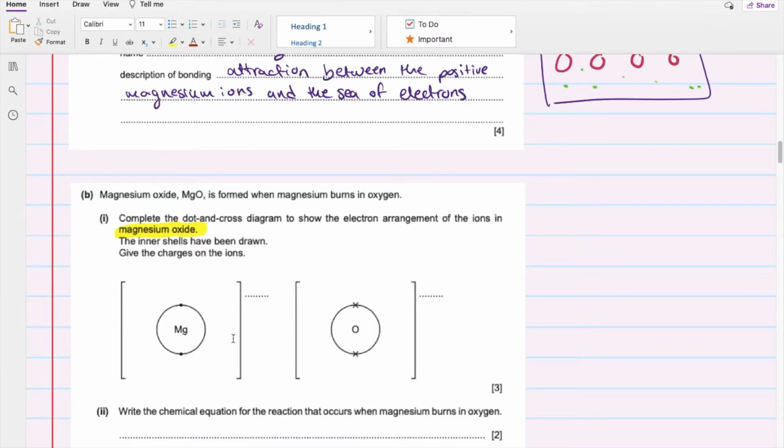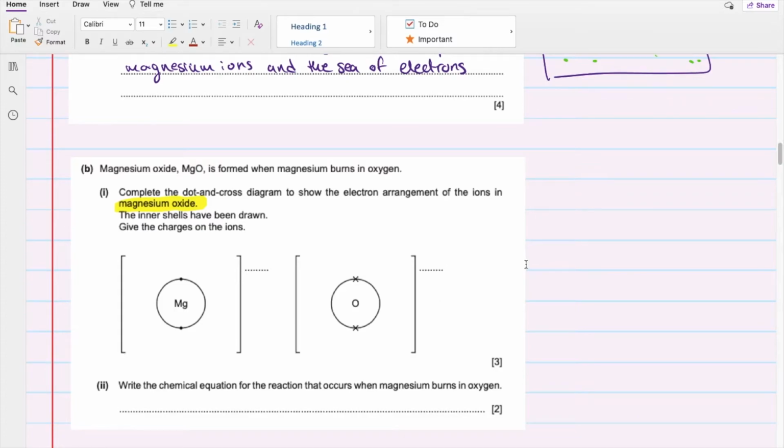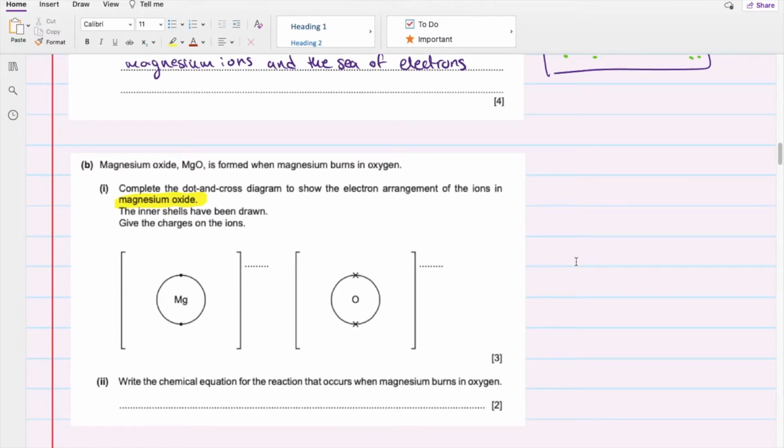Now for part B, magnesium oxide is formed when magnesium burns in oxygen. Okay, complete the dot and cross diagram to show the electron arrangement of the ions in magnesium oxide. Okay, so it's already formed an ionic bond. Okay, so the inner shells have been drawn out. Give the charges on the ions. Now, magnesium is in group 2. Okay, it has 2 valence electrons. So that means it's a positive 2 charge, Mg2+.